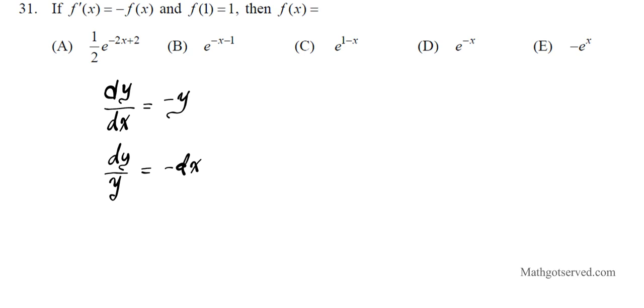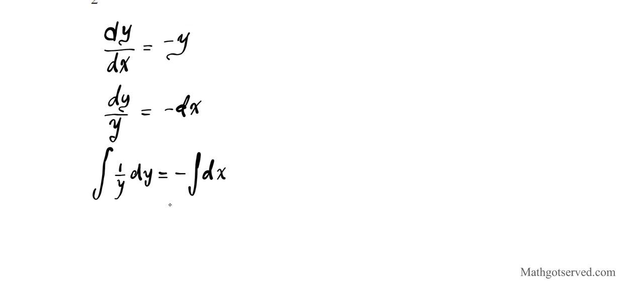So I'm going to write this as the integral of 1 over y dy equals the antiderivative of negative dx. You can put a 1 here if that makes you happy. Now we're going to go ahead and integrate both sides. On the left side, the antiderivative of 1 over y is the natural logarithm of the absolute value of y. And that equals, if you integrate just 1 dx, negative x plus c.